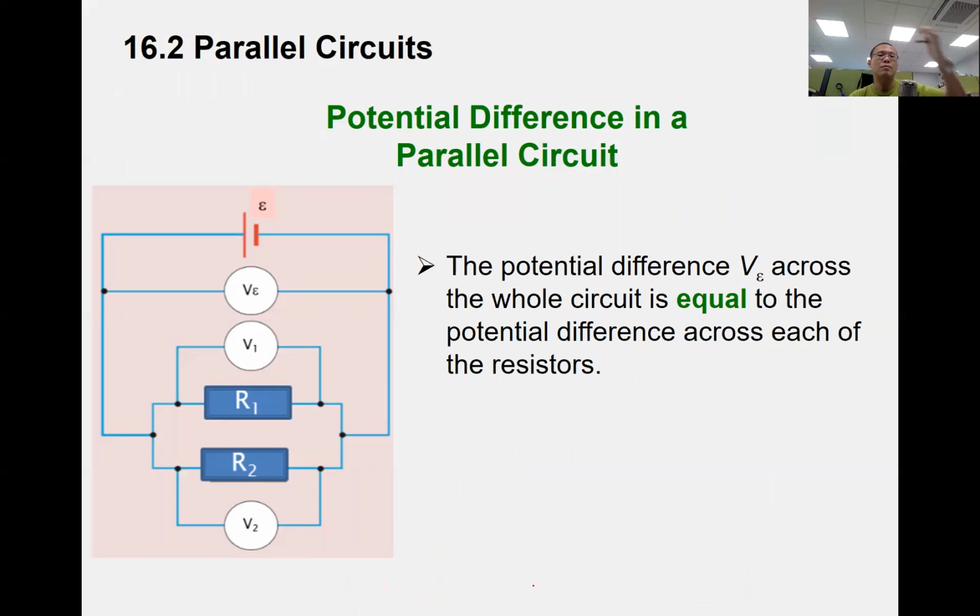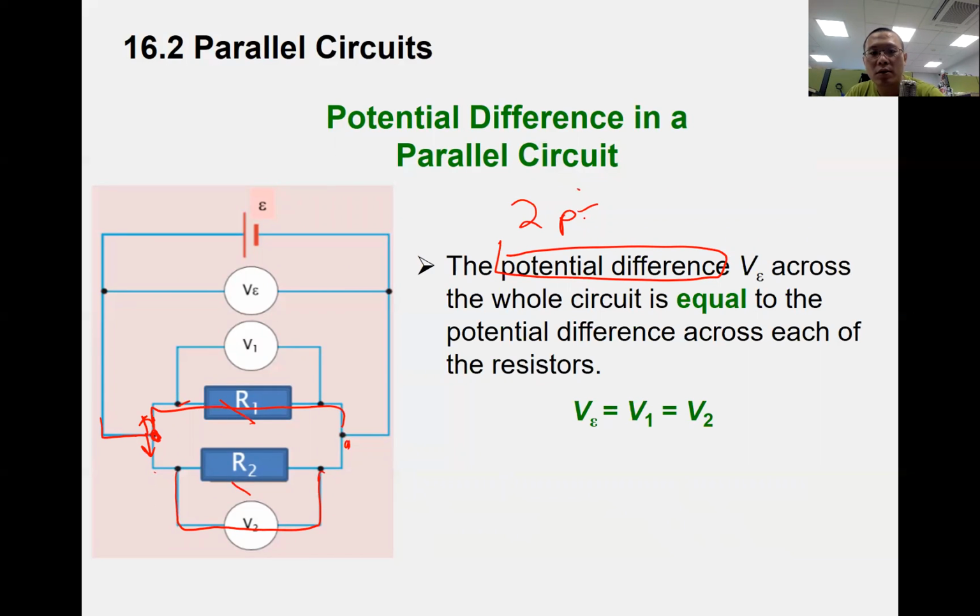Potential difference is slightly different in the sense that the potential difference across each of the branches, if I know that R1 is parallel to R2, in the sense that the current comes in and is split up, I'll know that the potential difference across this branch will be the same as the potential difference across the second branch, because when we talk about potential difference, we are talking about 2 points.